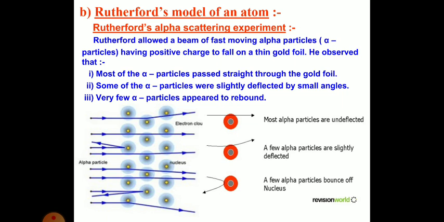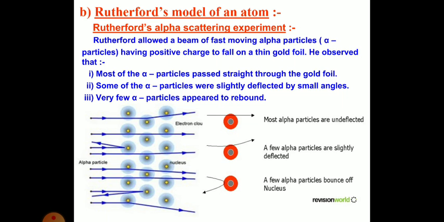So according to these observations, he concluded that most alpha particles are undeflected, means they passed as it is without making any angle, but few alpha particles are slightly deflected by making some angle.